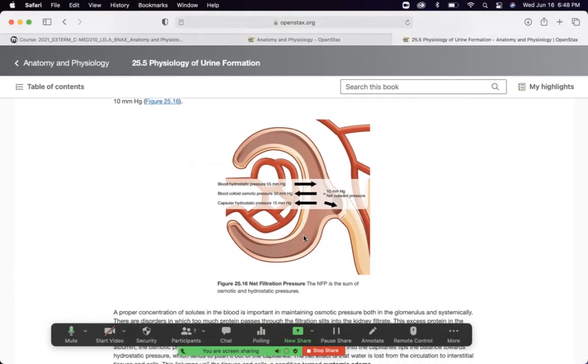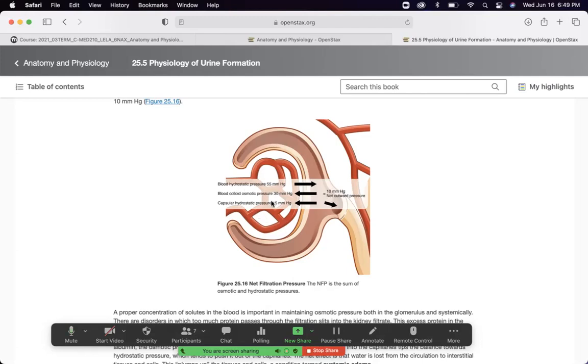Now, this is just for future reference. Remember, get the basics first of what this does, filtration, and what this does, and your glomerulus and your Bowman's capsule. Because you're going to see here, if ever you guys want to take your MCAT, you're going to have to memorize all these pressures.